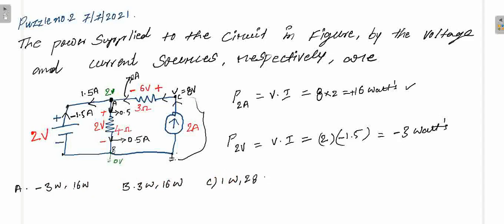Now tell me what will be the answer? The power supplied by the current source is 16 watts. Here you are having 16, 16, 16. So the answer may be A and B. So this is not your answer. Then power supplied by the voltage source. Voltage source is minus 3 watts or plus 3 watts? Minus 3 watts. So option number A is your correct answer.